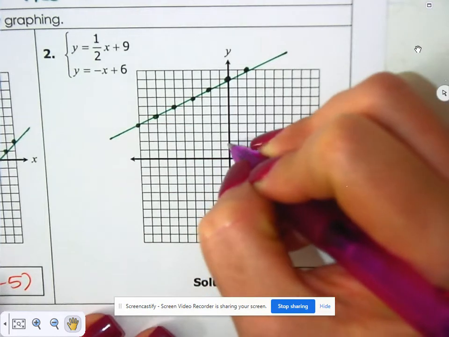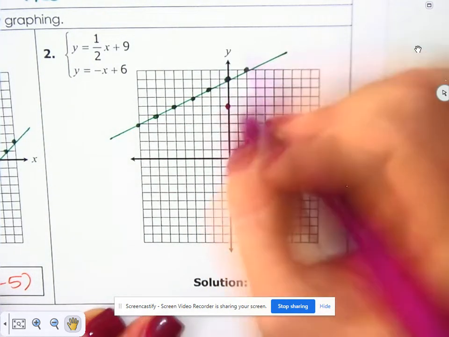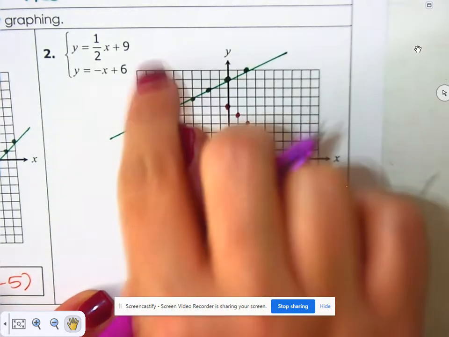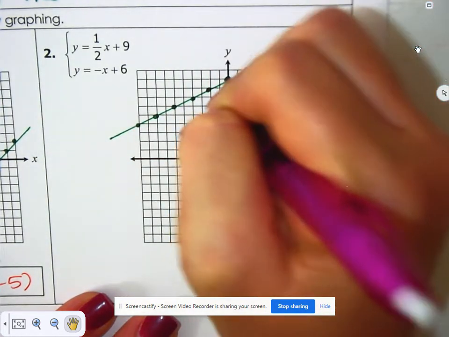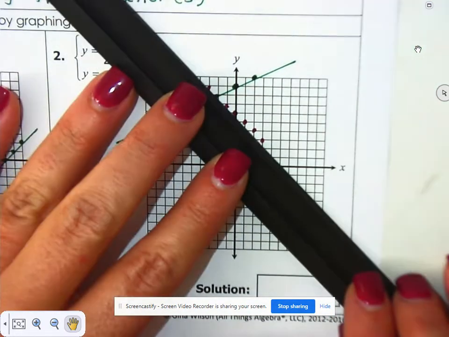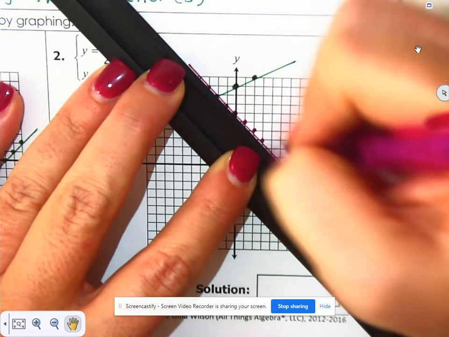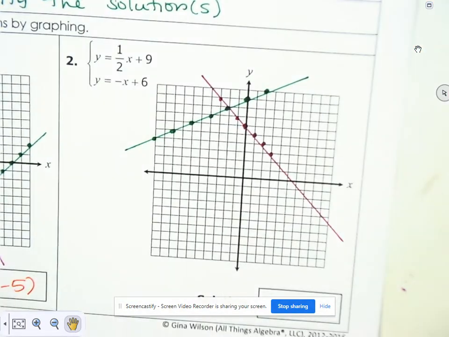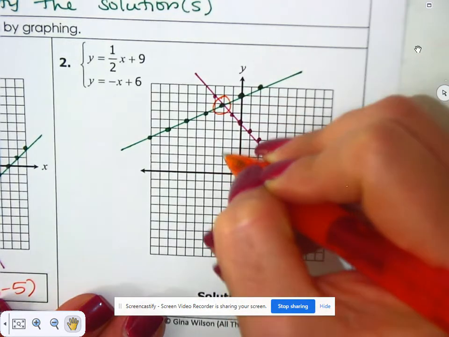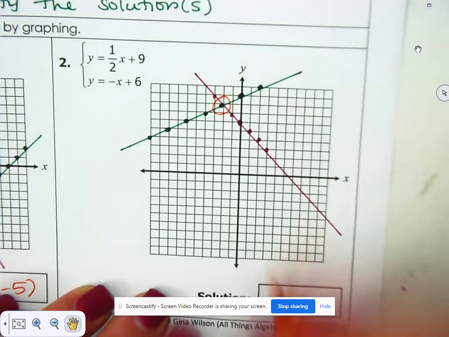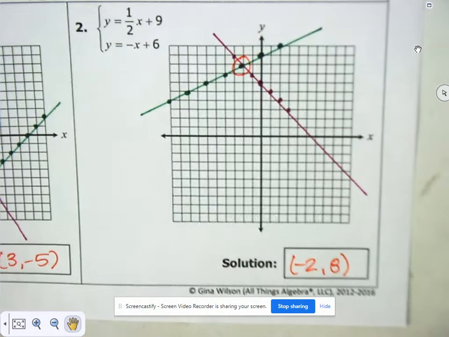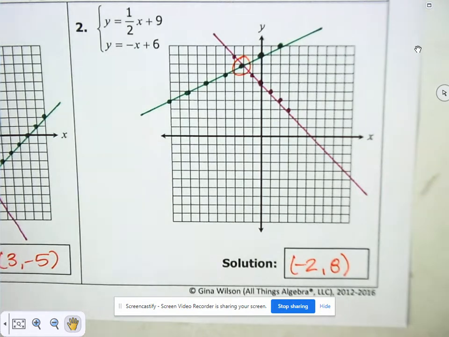And then up 6. All right, so if I go down 1 and right 1, these points are never going to intersect with that green line. So I need to go in the opposite direction in order to intersect. And there's my intersection right there. So we're looking for this ordered pair right here, which is going to be (-2, 8). So that is your answer. Where those lines intersect is our answer.